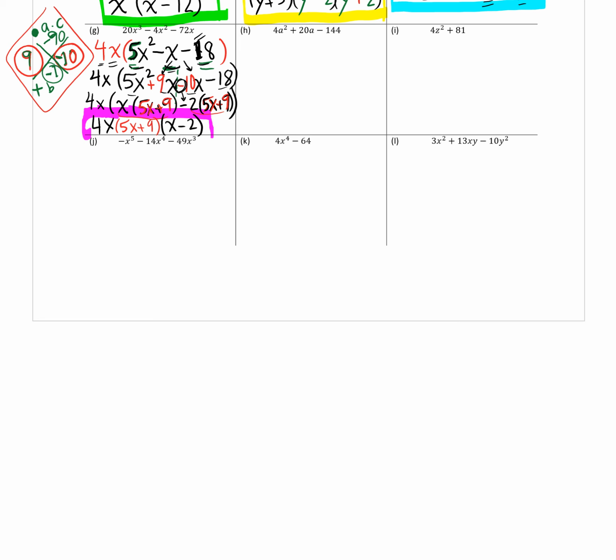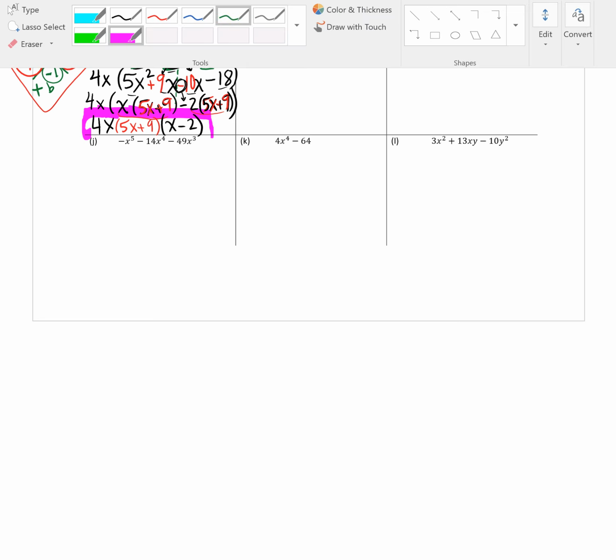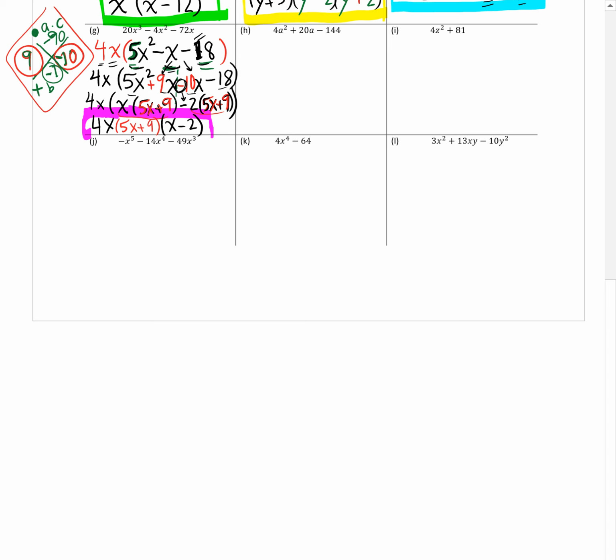And none of those can be broken down further, for similar reasons to what we were talking about earlier. The 4x is just a monomial. We don't have any factoring techniques for monomials. It's just one term. 5x plus 9, since it's 2 terms, along with the other factor, x minus 2, are both binomials. The only hope they have of factoring further would be if either of them is a difference of squares, difference of cubes, or a sum of cubes. But neither of those has any squares or cubes in it, so that's not going to happen.